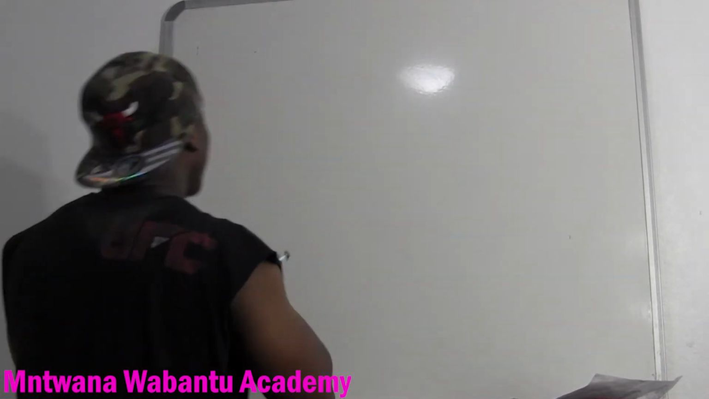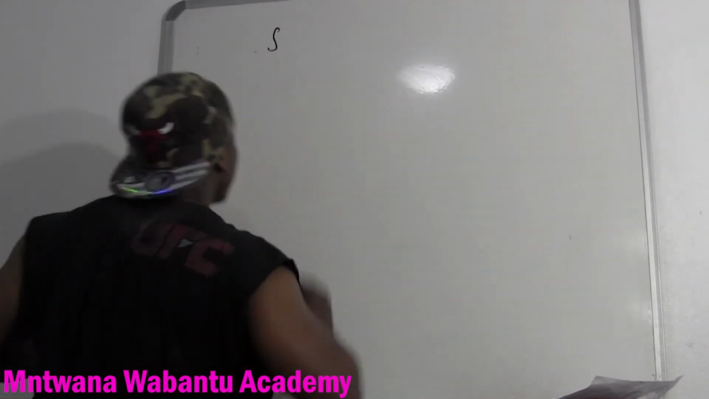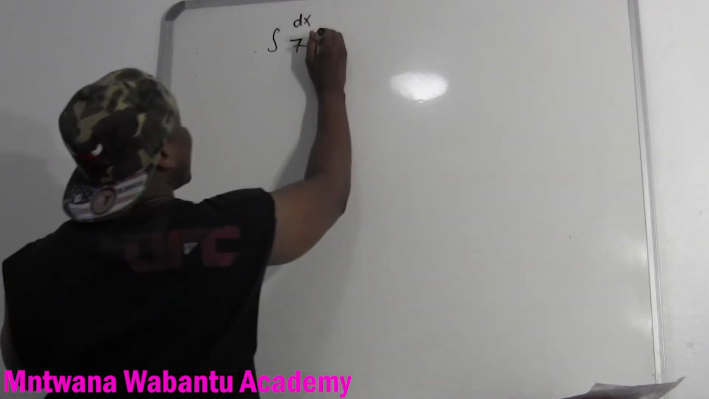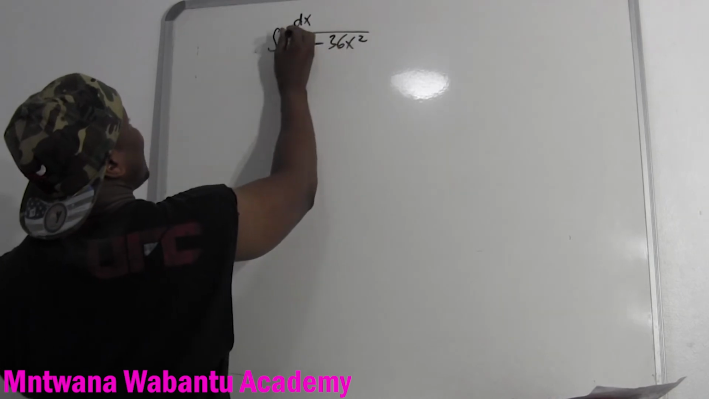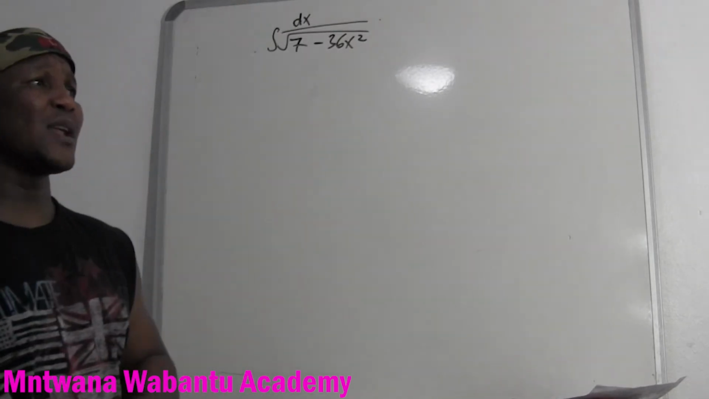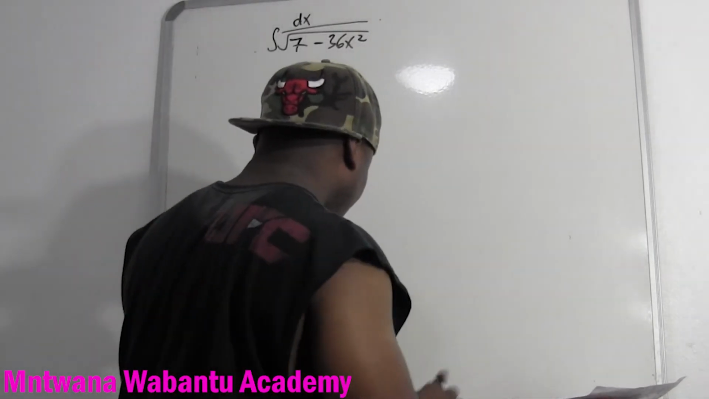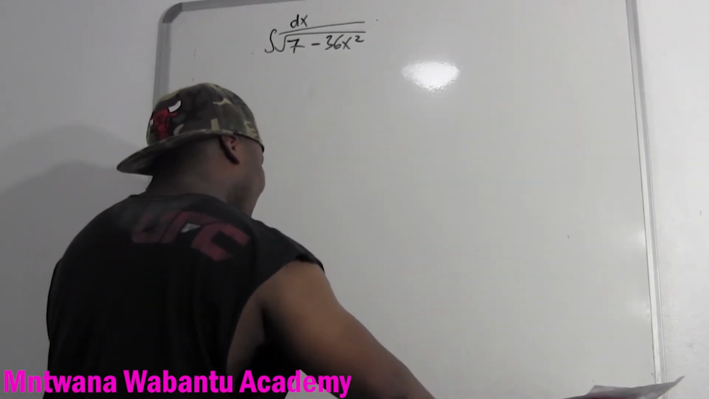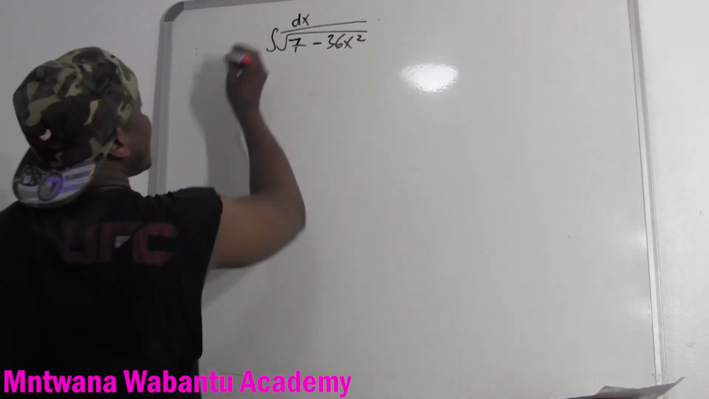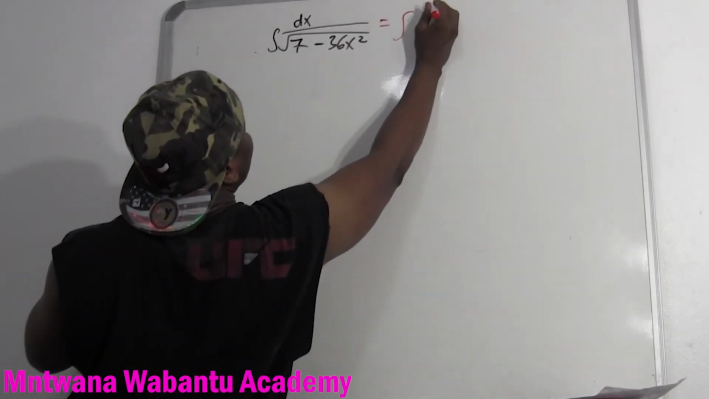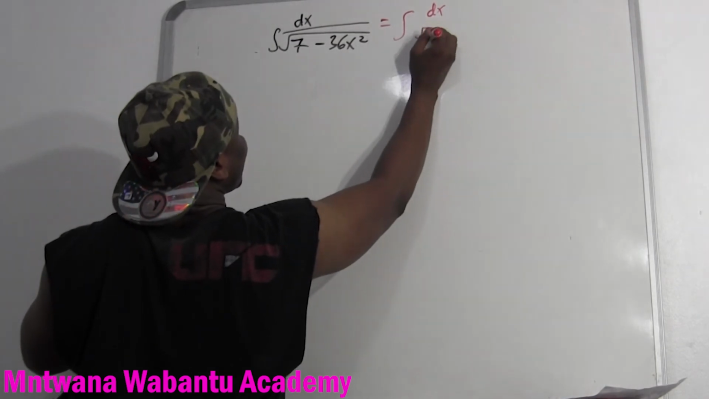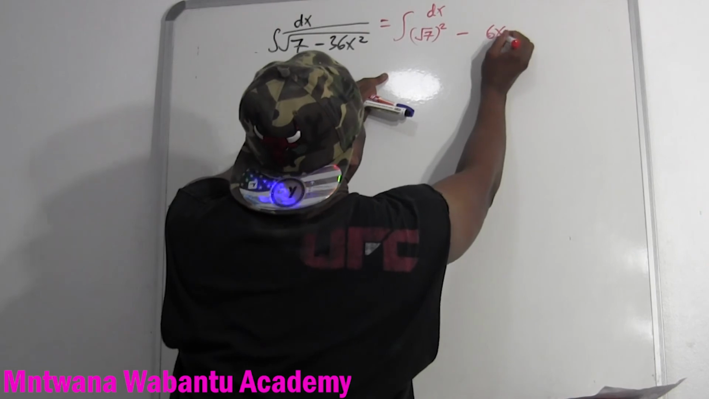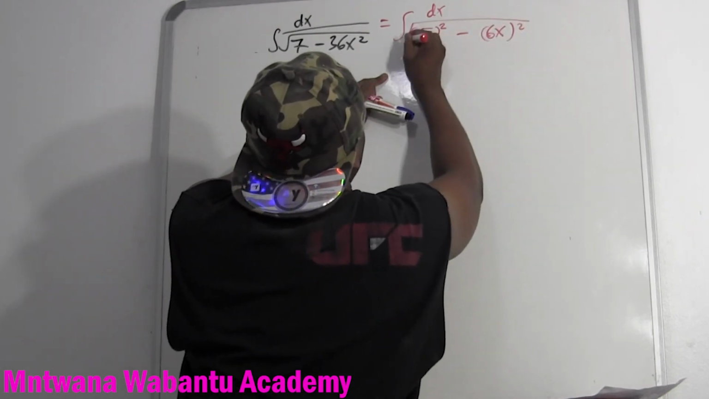This question gives you the integral dx over the square root of 7 minus 36x squared. This looks like a sine inverse, but I'm going to have to play around and predict what's going to happen there. So let me write the integral dx, and now 7 is the square root of 7 squared, minus 6x squared. Can you see that?